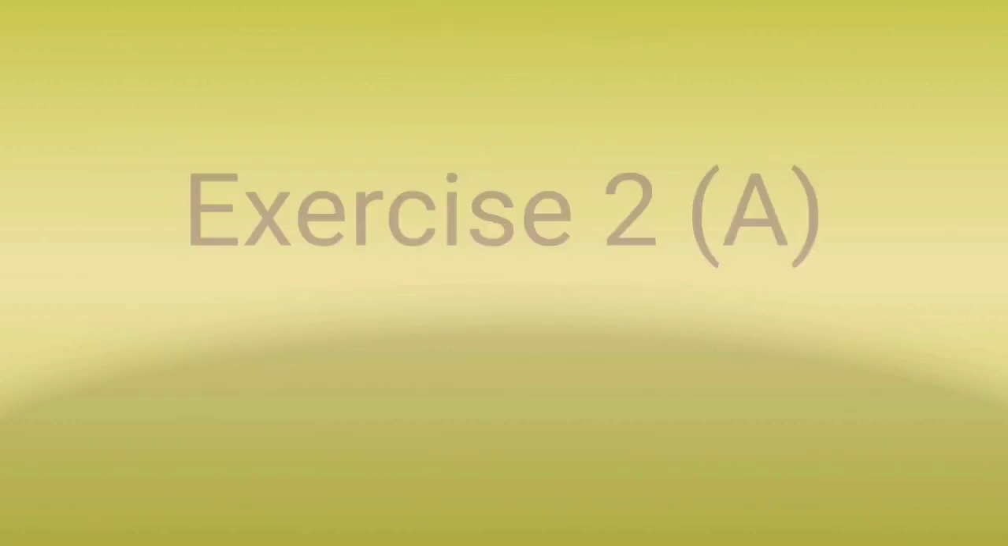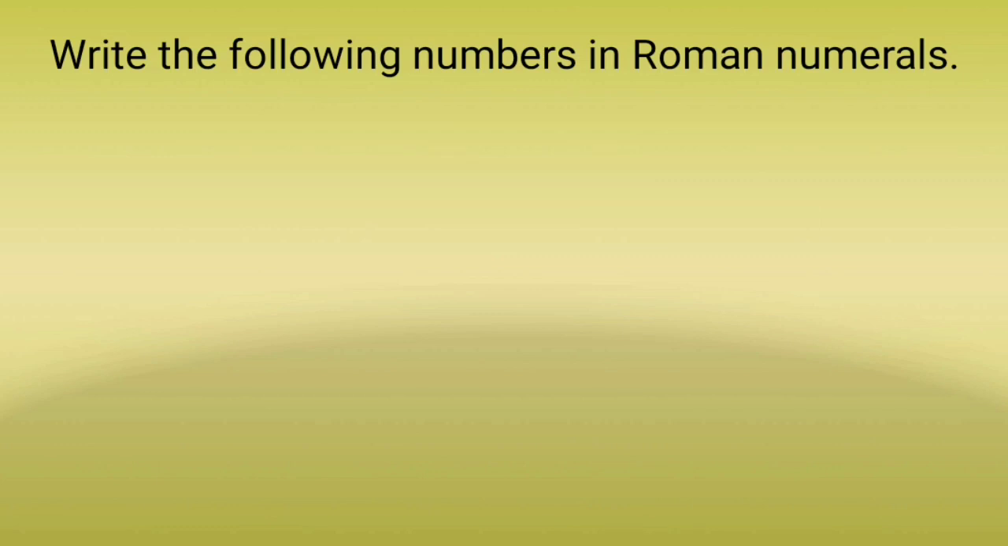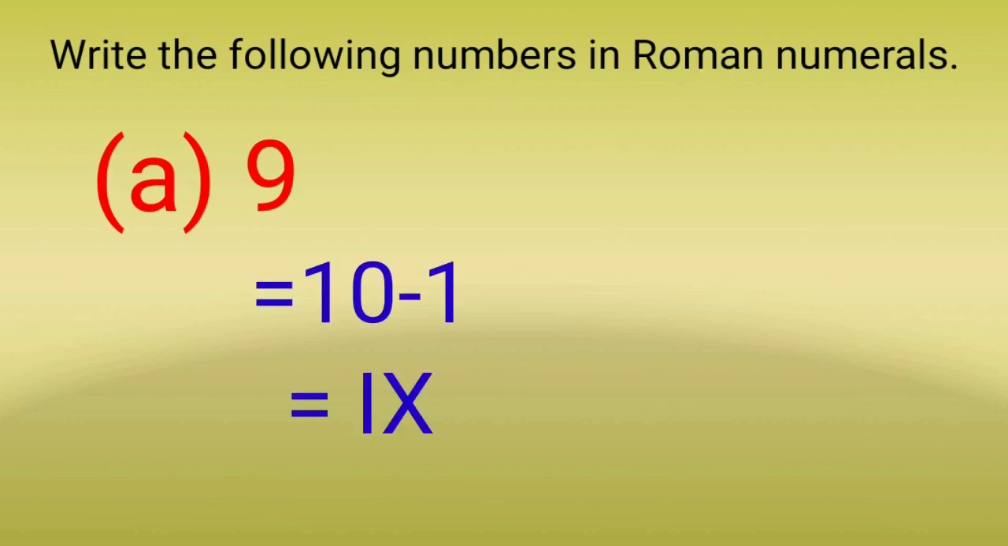Now students, come to the exercise. First question, write the following numbers in Roman numerals. Here first is 9. So we have to write 9 as 10 minus 1. 10 stands for X, and we are subtracting here, so we will write 1 on the left side of 10. So IX stands for 9.